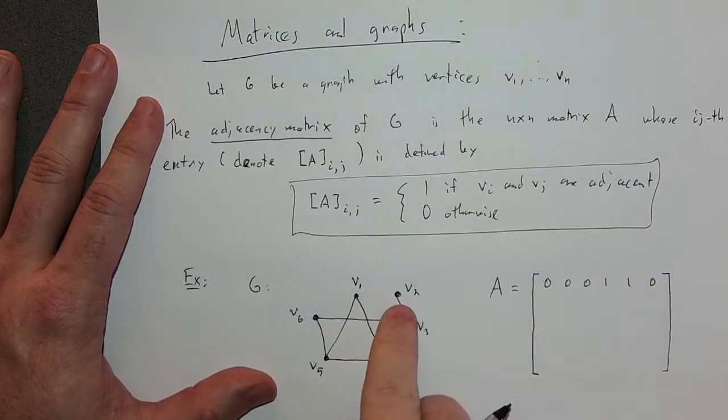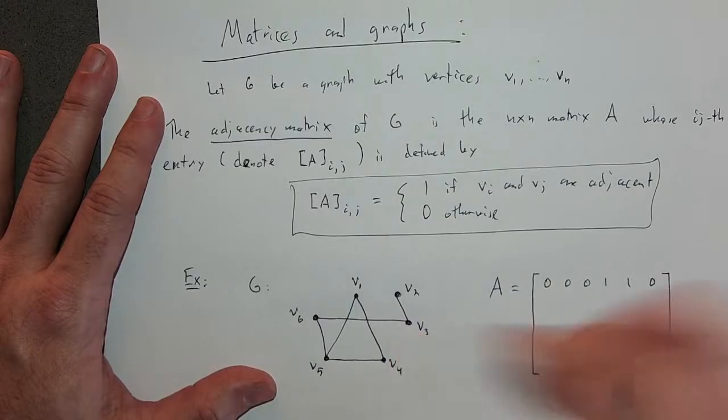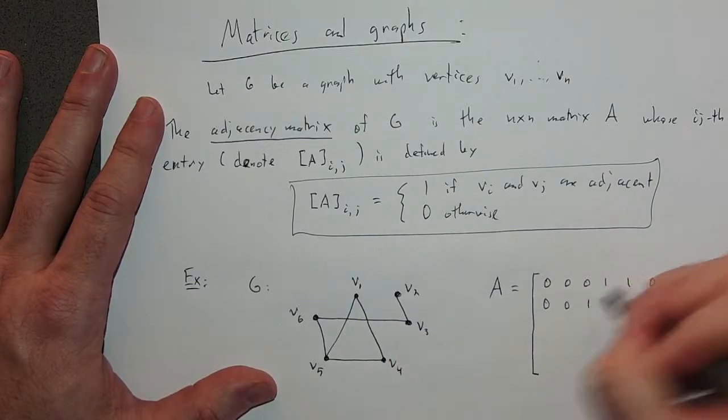The second row is tracking the adjacency of vertex 2. It is only adjacent to vertex 3, so it's going to be a row of nothing but zeros, but 1 in the third column.